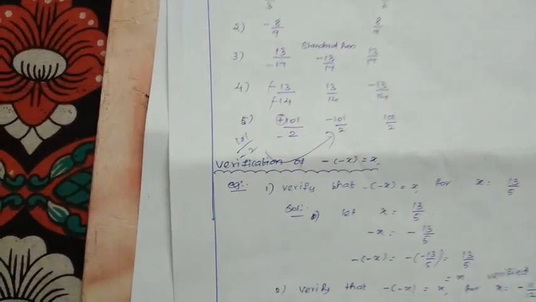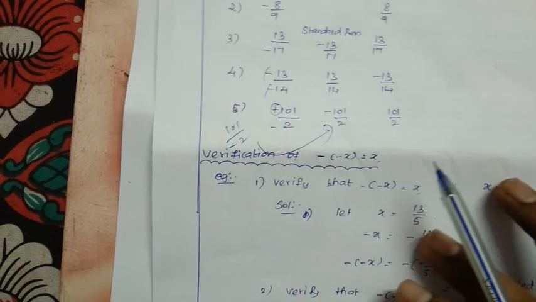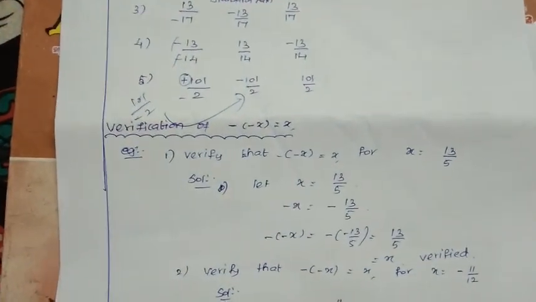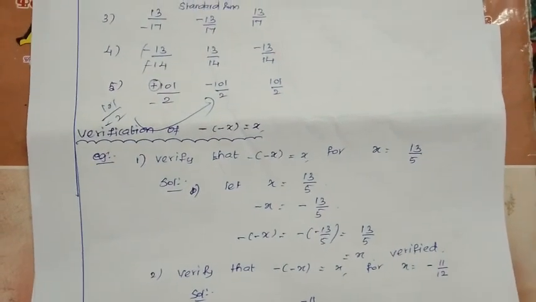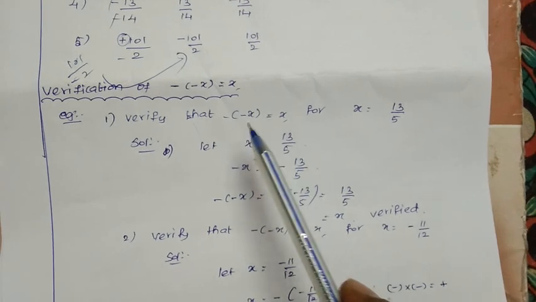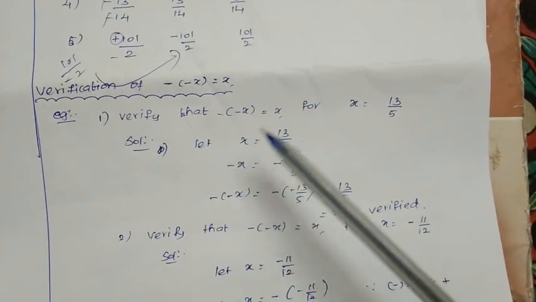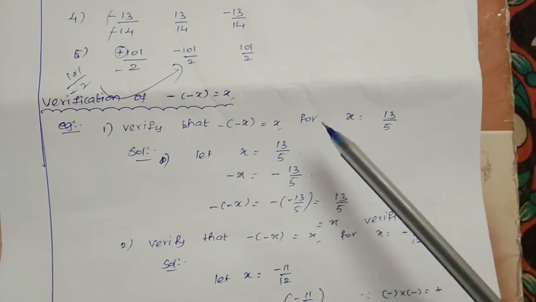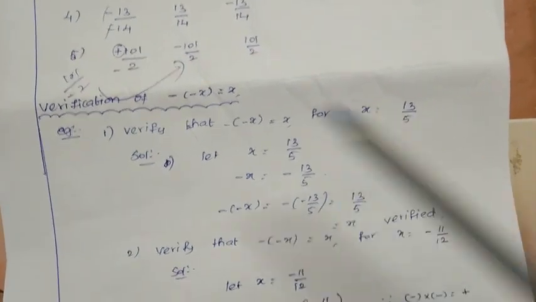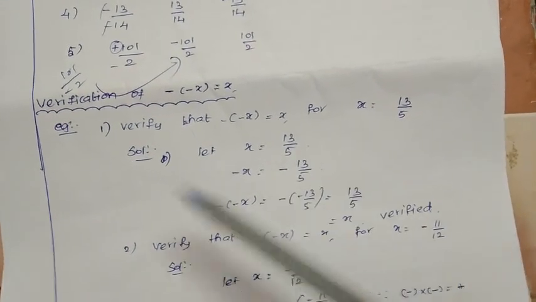Now, something by using that additive property. For that, suppose verify minus of minus x equal to x. So minus into minus, what we know, that is plus. So that is the thing we need to verify. Suppose the problem is given: verify that minus of minus x equal to x for x equal to 13 by 5. Let x equal to 13 by 5. Solution.